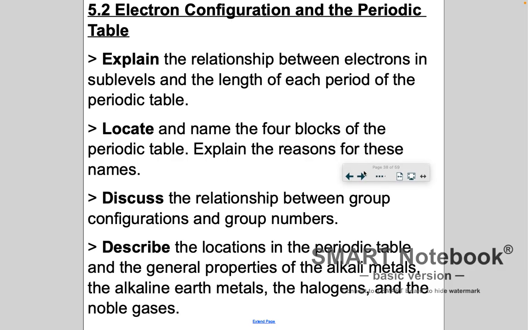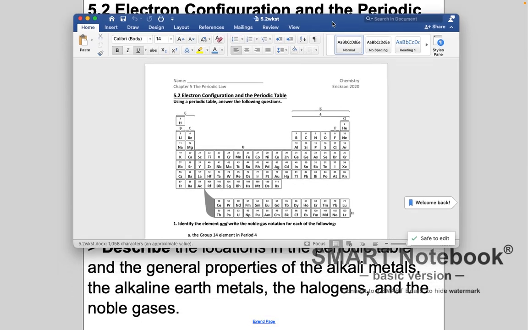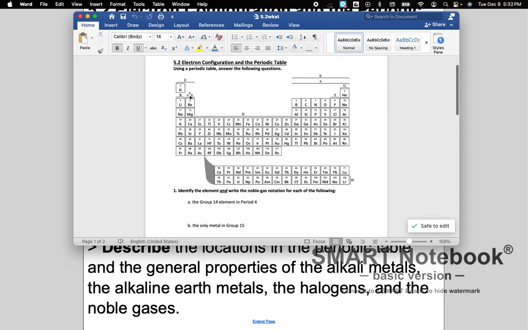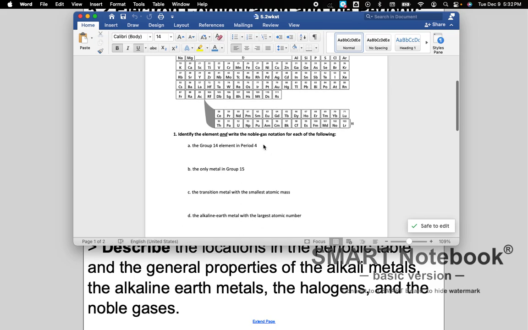That does it for 5.2 notes. Now there is a worksheet associated with it. It does not look very hard at all. Let me drag it over. It looks something like this, where we have a periodic table and there are letters at the top. So you will identify the element and write the noble gas configuration for these clues.